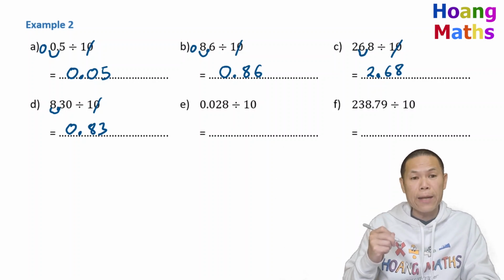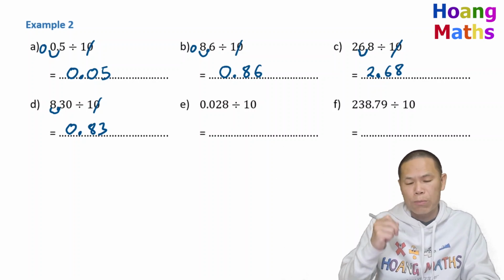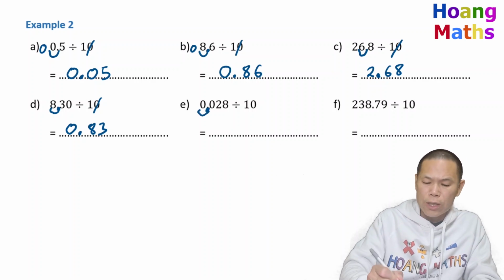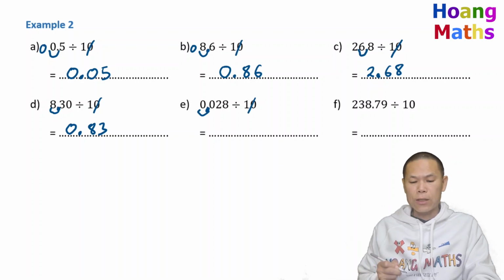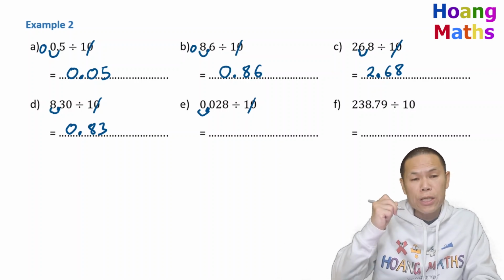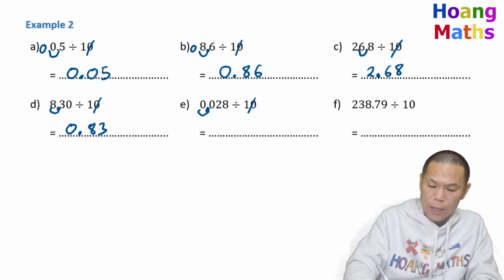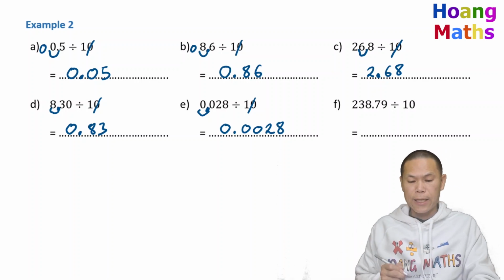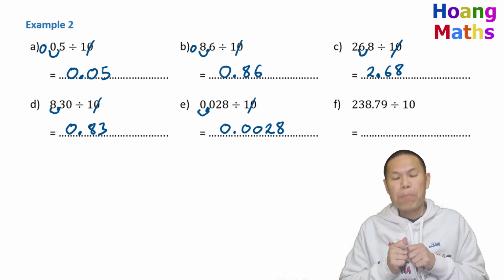Part E, we have 0.028 divided by 10. Of course, the answer should be smaller. So this decimal point here, we move 1 unit to this side. This cancels out. So 0.0028. So the answer is 0.0028. There you go.